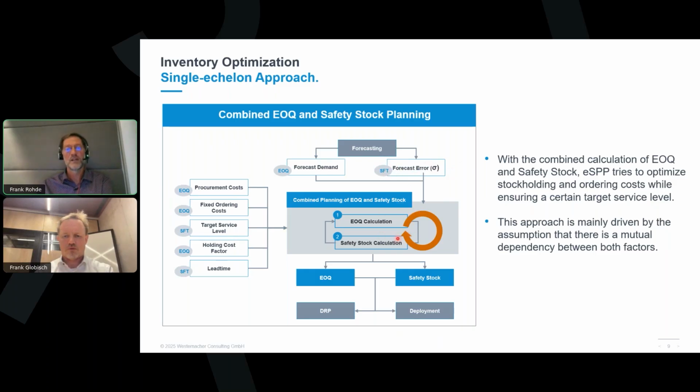And then the system is doing iterations and trying to find the best combination of EOQ and safety stock, which is used later on in DRP and deployment.